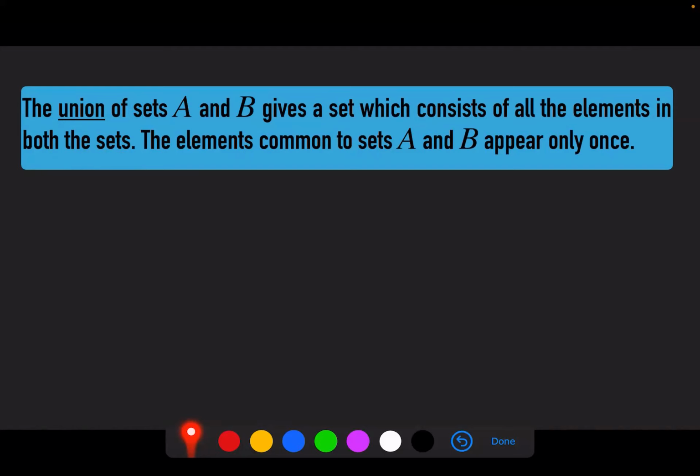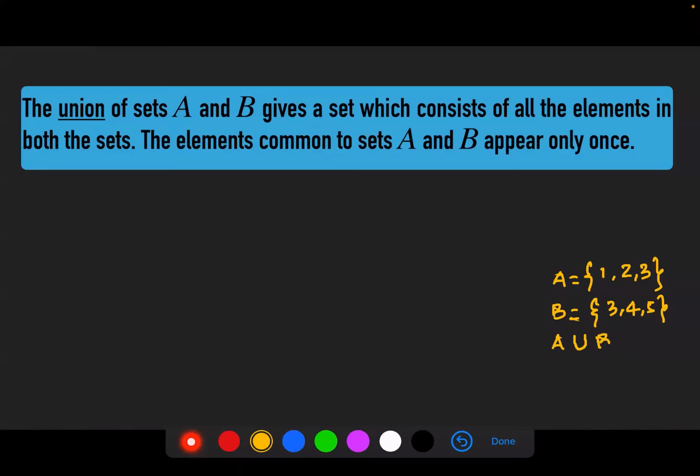Okay, let's take a very simple example. Suppose I have set A of natural numbers, and I'm including only, let's say, 1, 2, 3. And I have another set which includes, let's say, 3, 4, 5. So when you operate on these two, A union B, the symbol used is, I'll show you the symbol. The symbol is this cup.